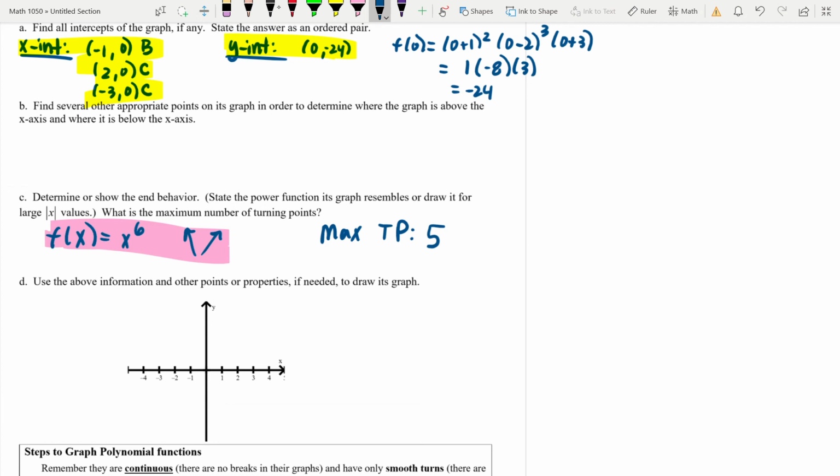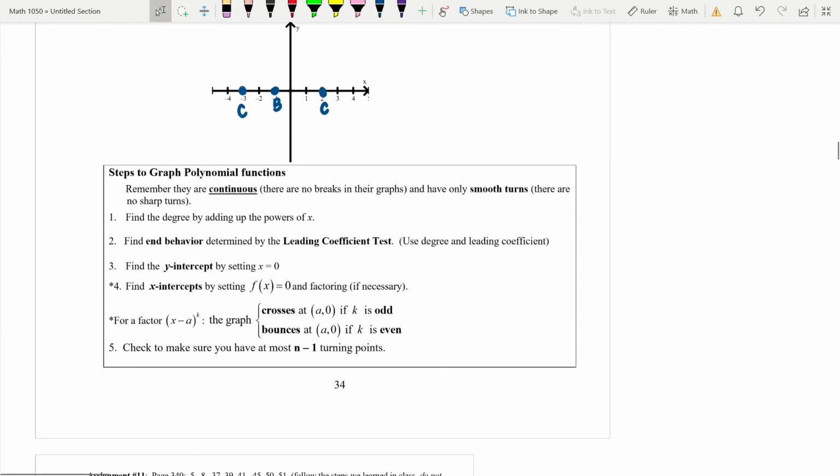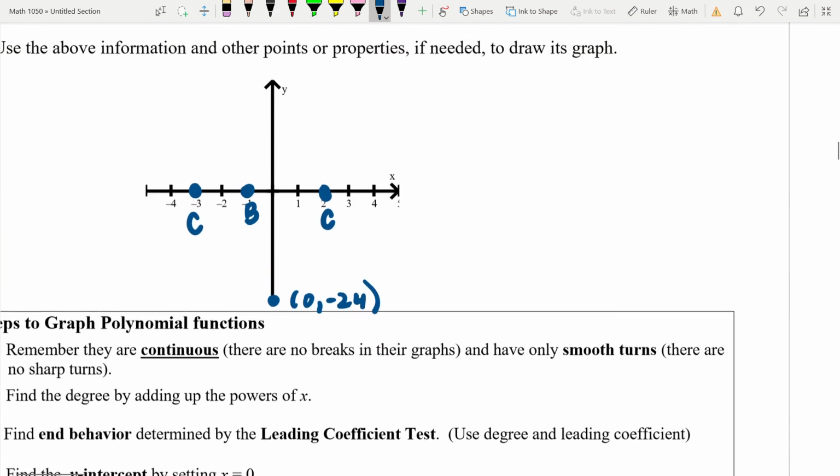Okay, negative 1 comma 0, put a B. 2 comma 0, put a C. Negative 3 comma 0, put a C. Now, the y-intercept is 0, negative 24. That's crazy because it doesn't go down that low, right? Just put a dot and label it 0, negative 24. You graph it. Go ahead.